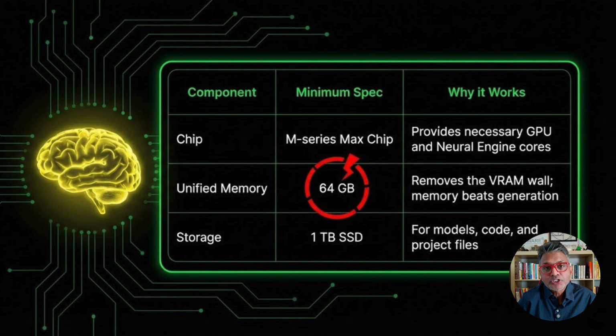But the most important spec isn't the chip, it's unified memory. 64 gigabytes is the minimum. Apple's unified memory architecture allows the GPU to directly access all of that memory, removing the traditional VRAM bottleneck. For local AI, more memory beats a newer chip generation every single time.